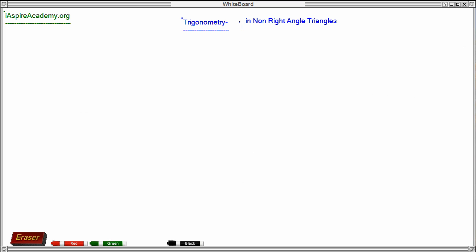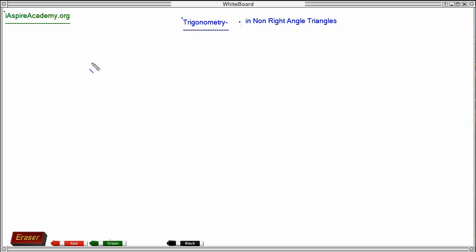So today we are going to discuss trigonometry in non-right angle triangles. Now this may sound a little odd, because in the beginning when you start trigonometry we all talked about trigonometry being all about right angle triangles. But there are just a few cases where trigonometry is applied to non-right angle triangles also. So let's discuss those things.